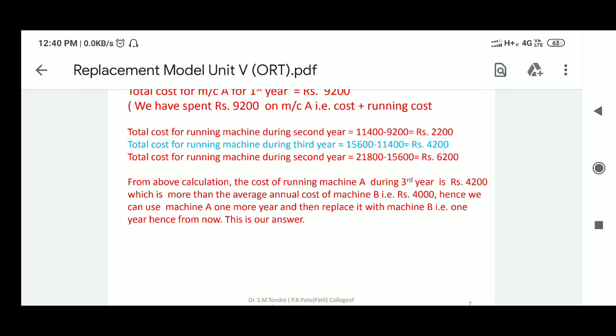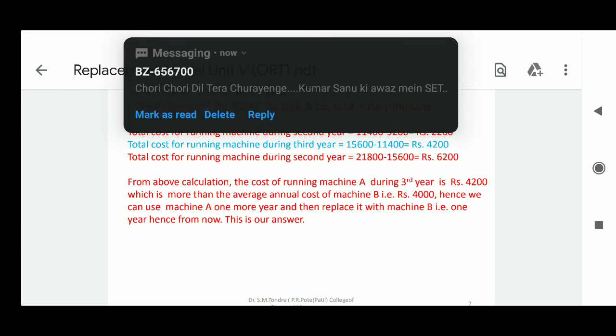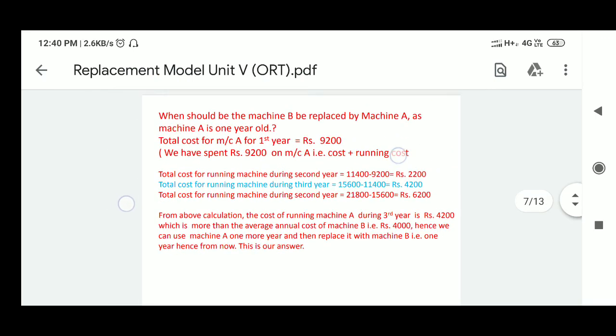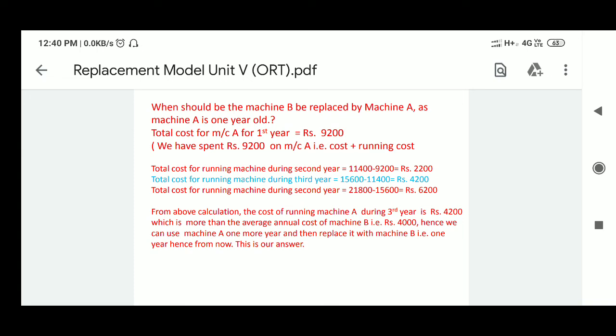And hence we can replace that machinery after 2 years. So that is 1 year hence from now. This is our answer. Okay, so this is the question. If you have any queries regarding this, you can call me.